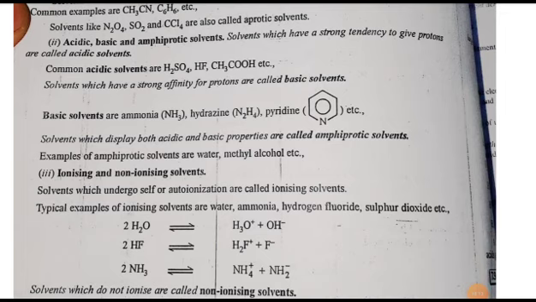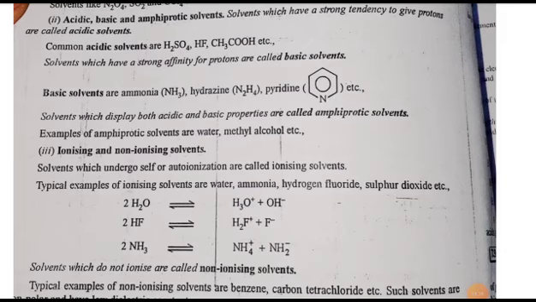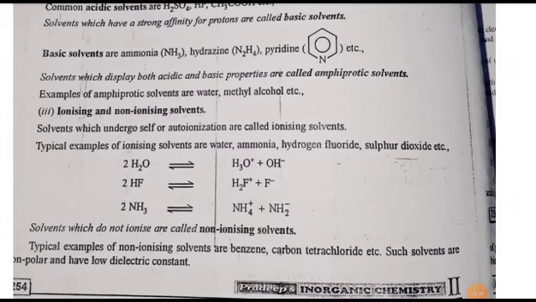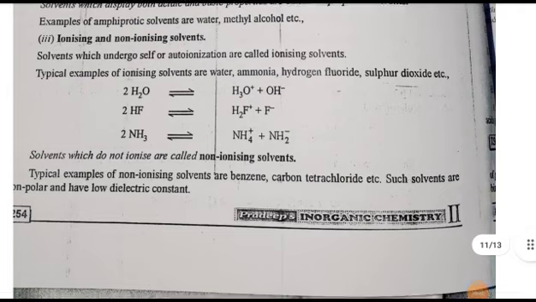Second, acidic, basic and amphoteric solvents. Solvents which have a strong tendency to give protons are called acidic solvents. Common acidic solvents are H2SO4, HF, CH3COOH, etc. Solvents which have a strong affinity for protons are called basic solvents like NH3 and pyridine. Solvents which display both acidic and basic property are called amphoteric solvents. Example, water, methyl alcohol.